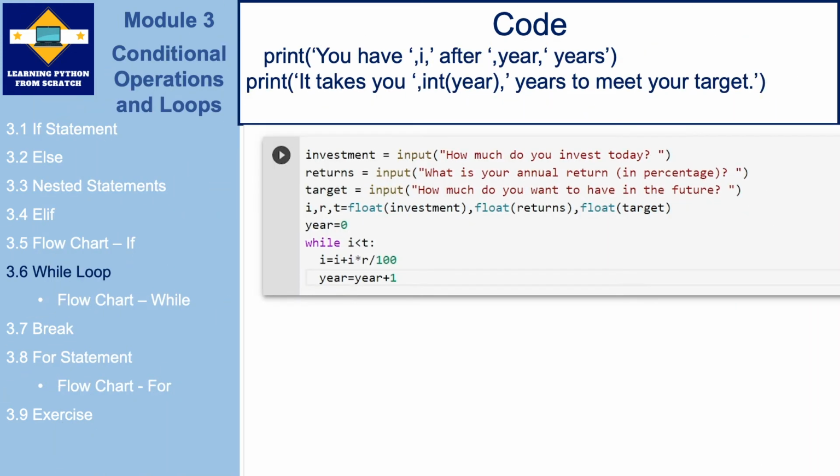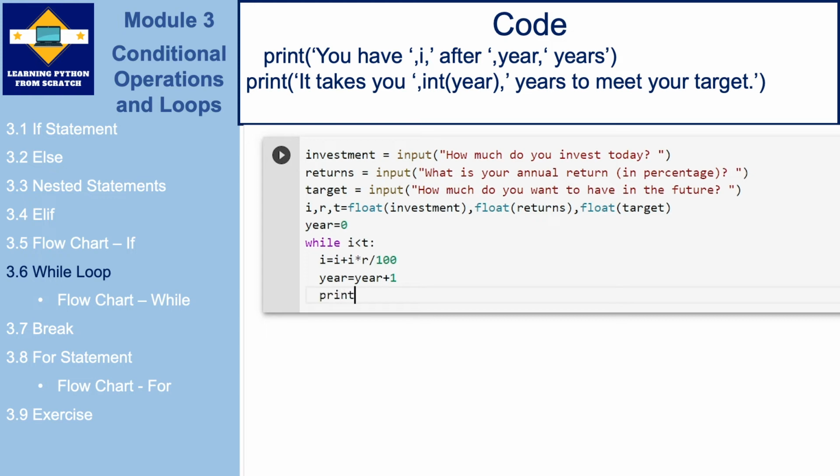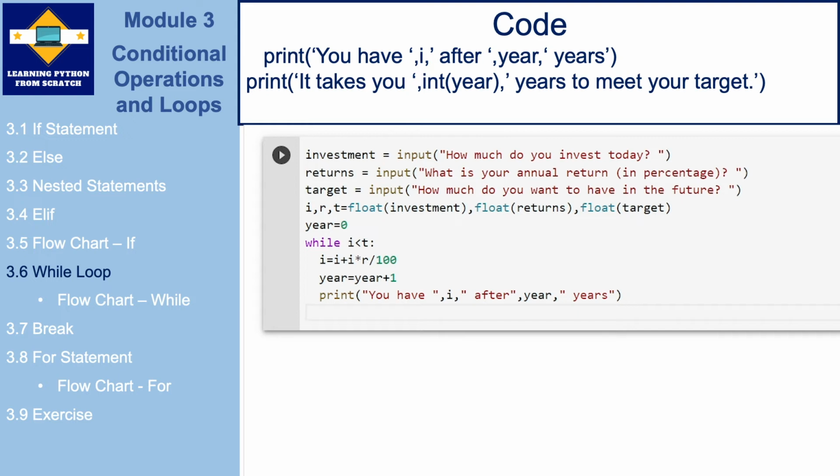The year increases by 1 each time, and we let the user know how much they will have in each year. So print. After the loop ceases, we would like to inform the user how many years it takes to meet the financial targets.